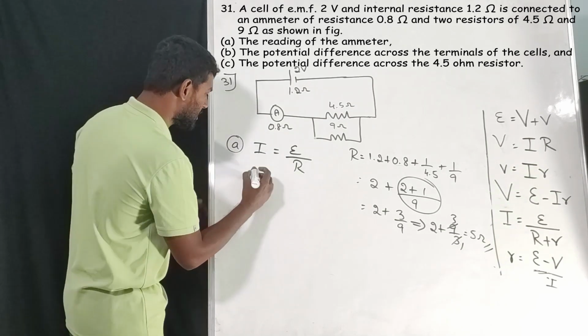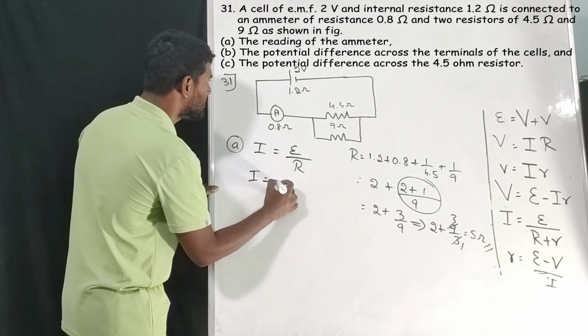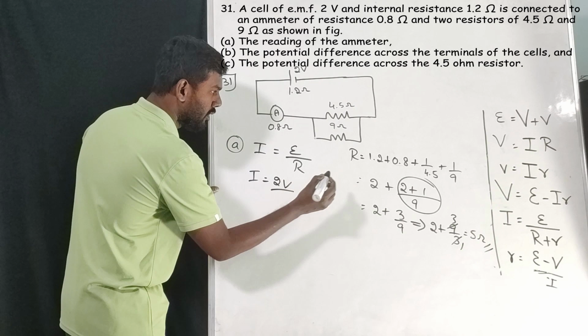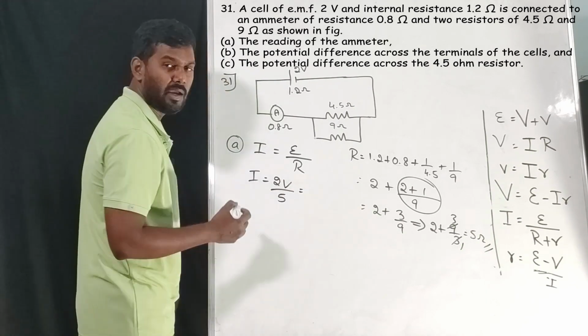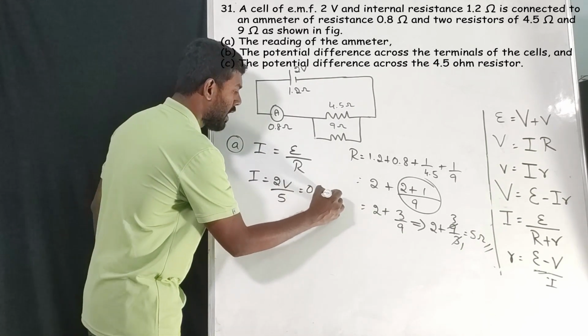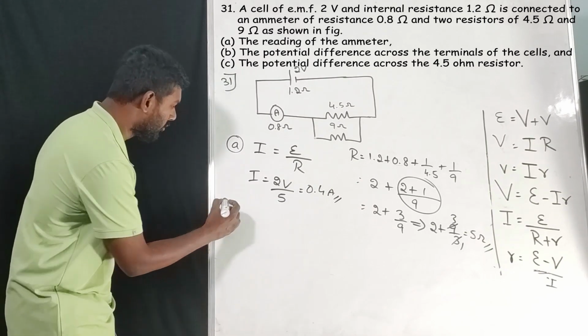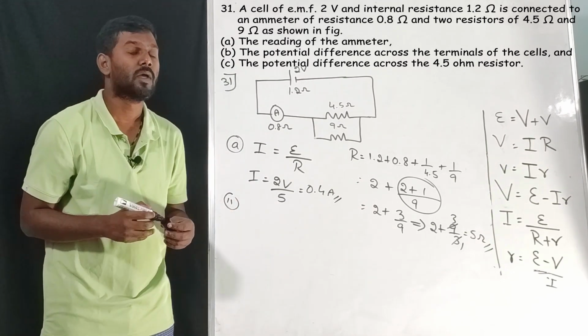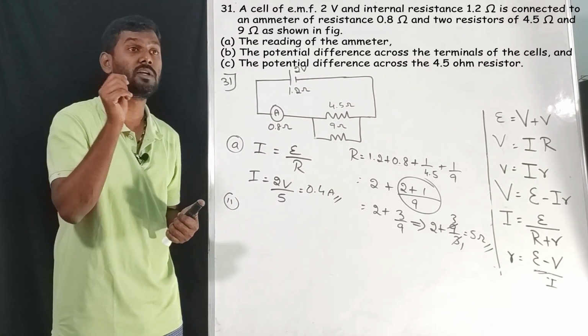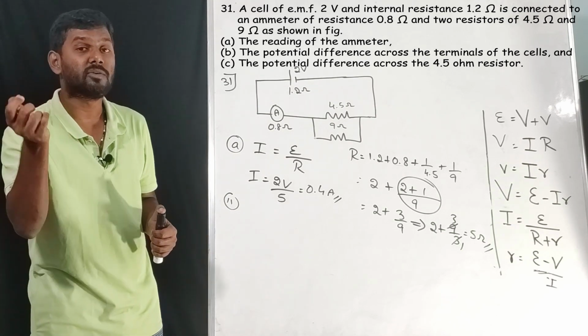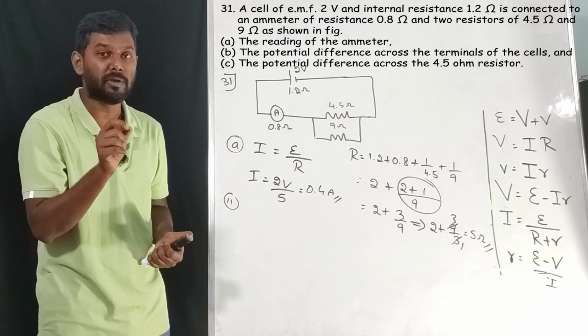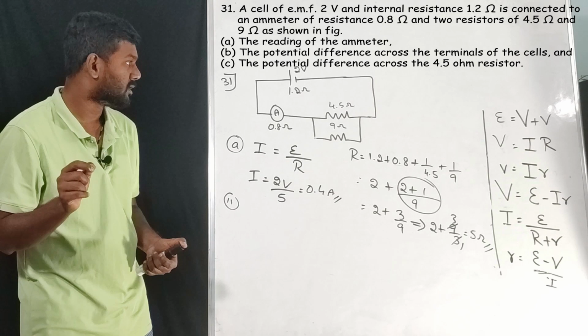Now we got the value of resistance. I is equal to E by R, that is 2 by 5. 2 by 5 is nothing but 0.4 amperes. Okay, we'll go for the second sub question. Potential difference across the terminals of the cell. The word terminal comes, that means they are talking about terminal voltage.